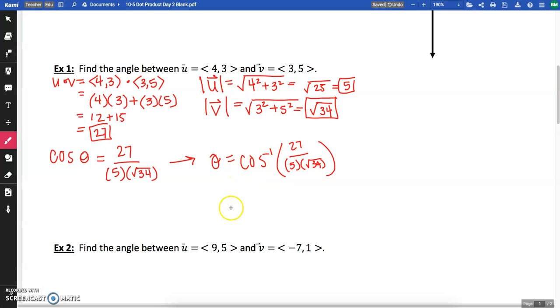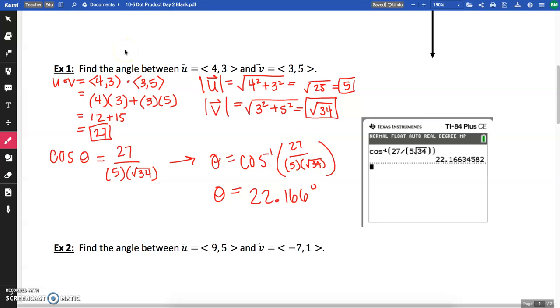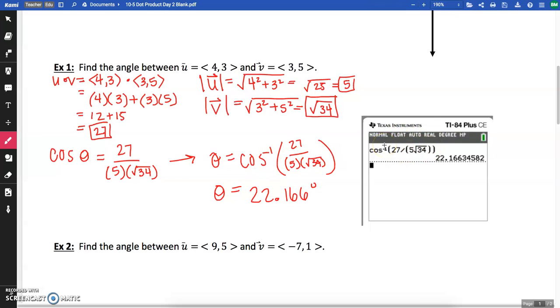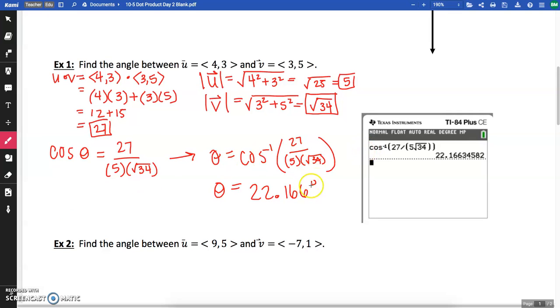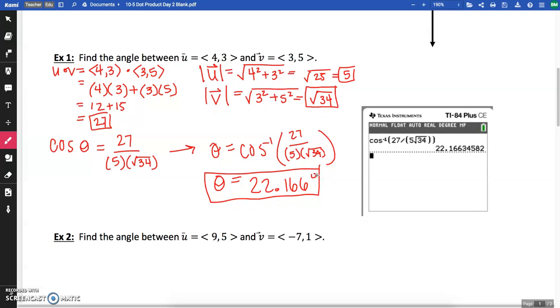Make sure that you're in degree mode. When I type it in, I got an angle of 22.166 degrees. Okay, here's what this looks like when I typed it in. If you're having trouble getting that, just take a look at my screen on the calculator. Again, make sure you're in degree mode, and I do have a double set of parentheses for my denominator. So that would be the angle. If I were to draw these two exactly and measure it, it'd be about 22 degrees between these two vectors.